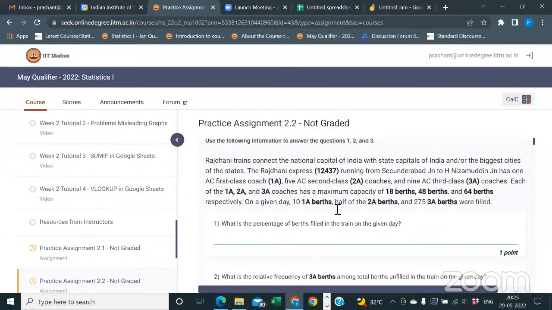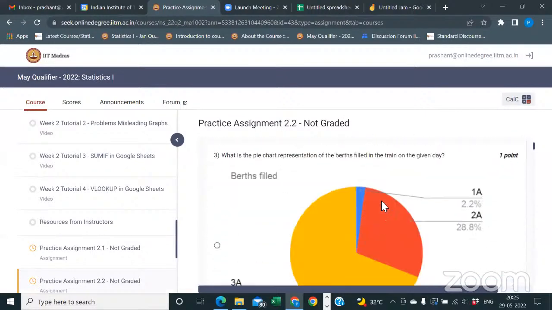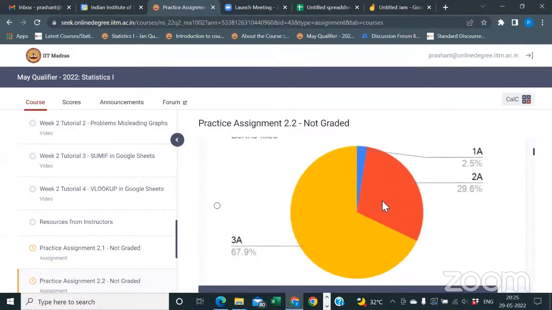Sir, histogram, sir. If some data is asked in a histogram, for example the people who got more than 60 marks or less than 60 marks, you have to consider the intervals. If it is saying less than 60 marks, then we have to take the interval before 60, the lower value, right? Yes. Okay, sir. Thank you.